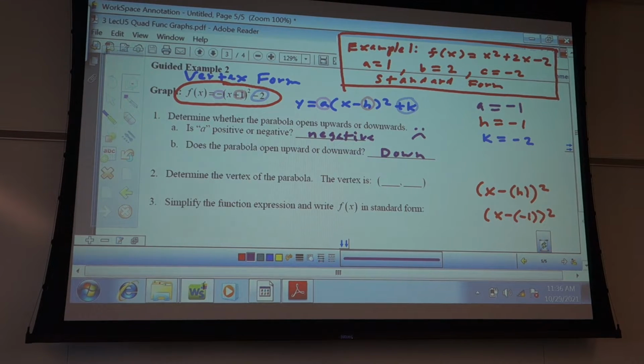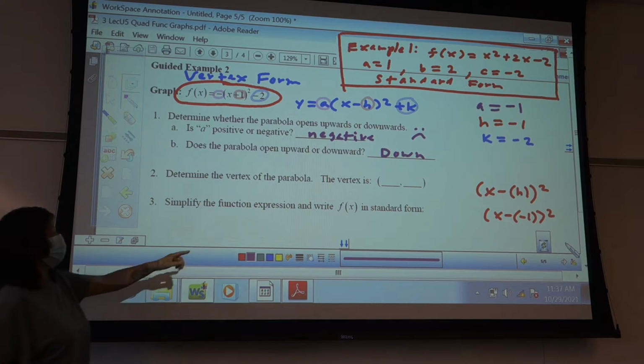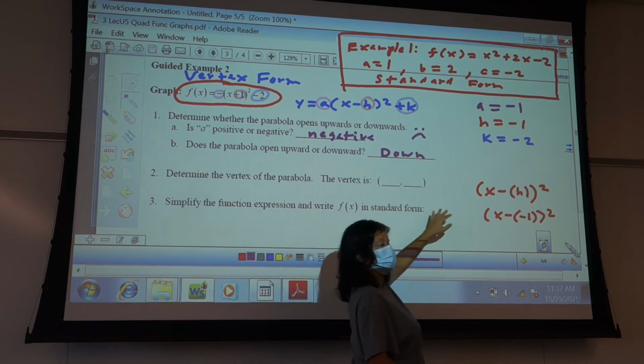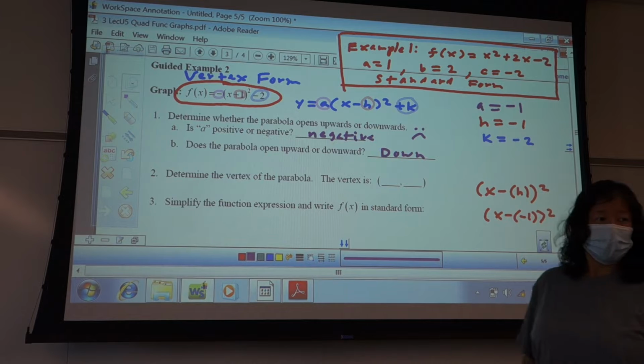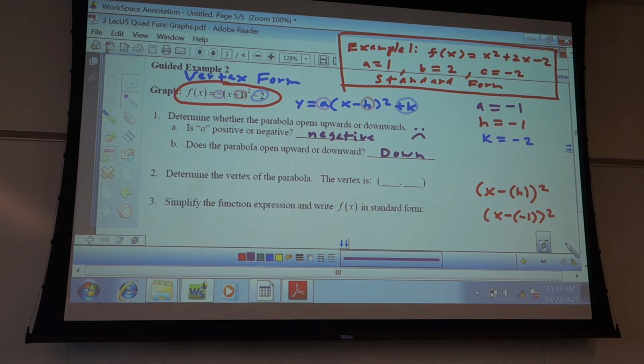Find the vertex of the parabola. Everyone write in the vertex. Vertex is h comma k, right? Mm-hmm. H comma k. Write in the numbers for the vertex.